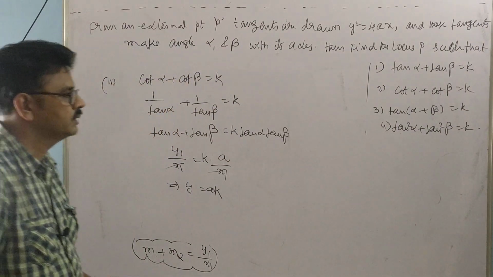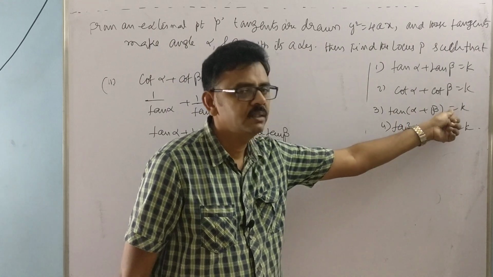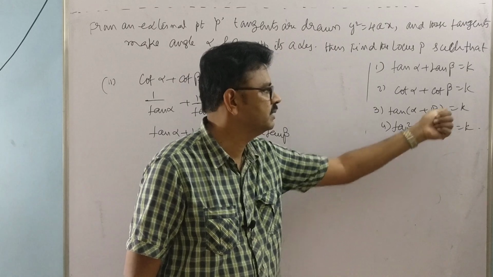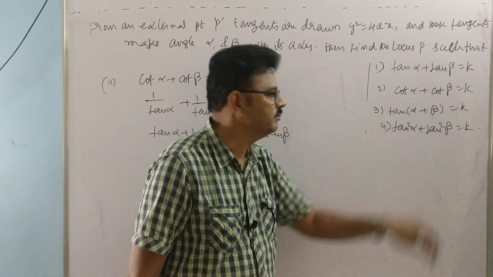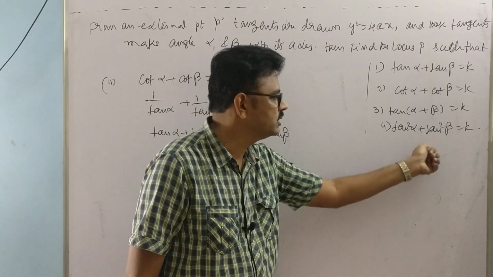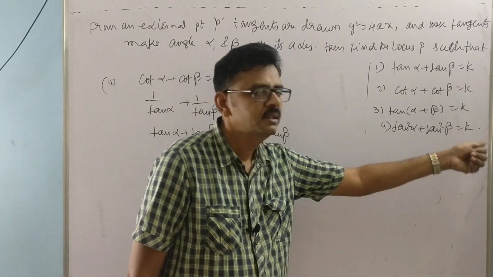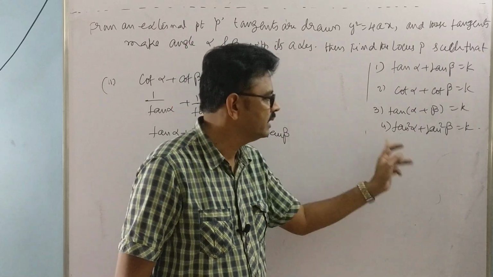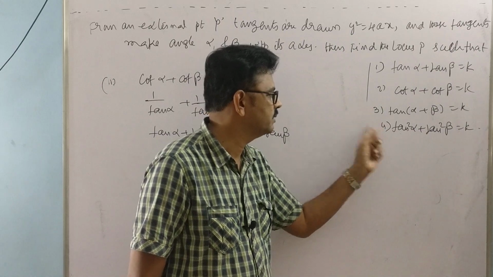Now we can do these two. Tan of alpha plus beta equal to k. That is tan alpha plus tan beta by 1 minus tan alpha tan beta equal to k. For the next one, it is a square plus b square form, so write tan alpha plus tan beta whole square minus 2 tan alpha tan beta equal to k. You know tan alpha plus tan beta is y1 by x1 and tan alpha into tan beta is a by x1. Okay, you try these two problems.